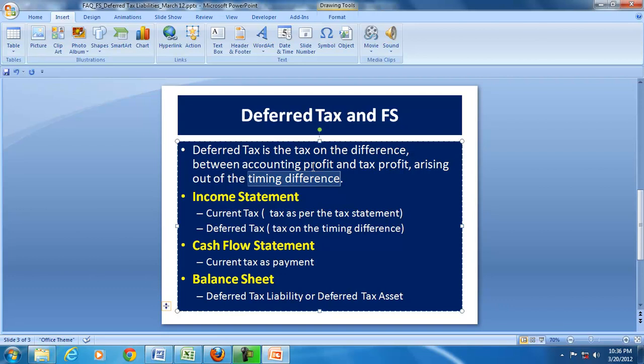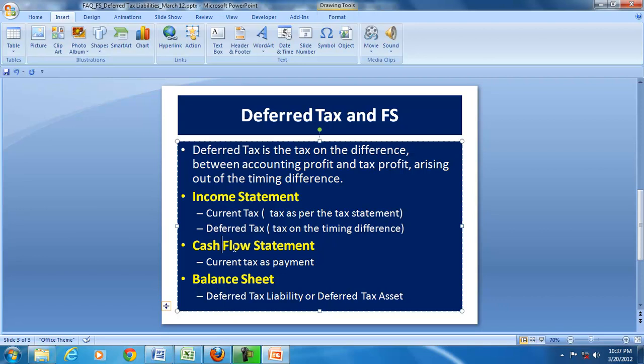Once you calculate the deferred tax as a tax on the timing difference, that tax has to be shown in the income statement as a separate item called deferred tax. So in the income statement, the tax that you see is a summation of current tax, which is as per the tax statement, and the deferred tax, which is the tax on the timing difference. In the cash flow statement, only the current tax has to be paid. So if the current tax is paid, we show it as a payment or an outflow in the cash flow statement.